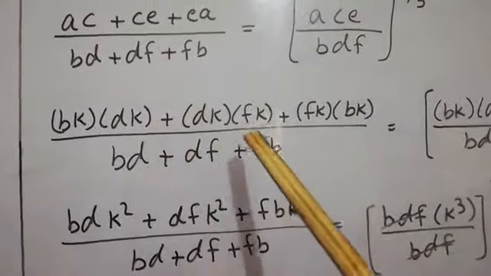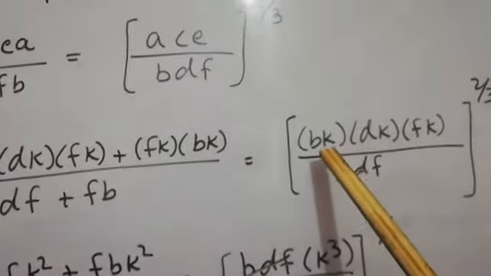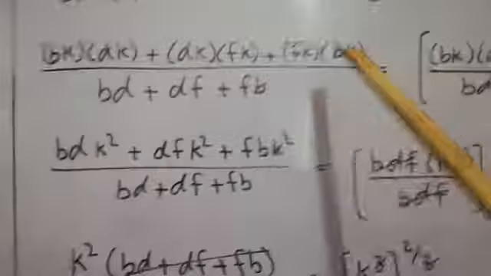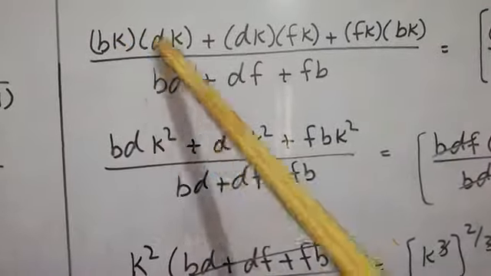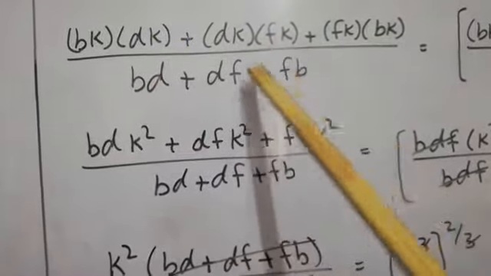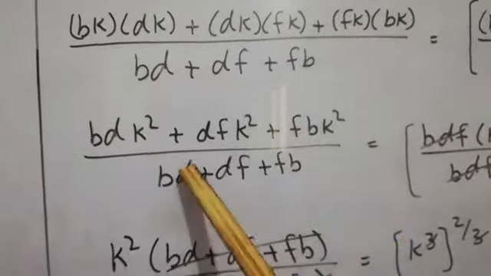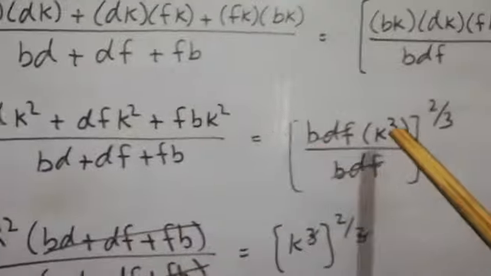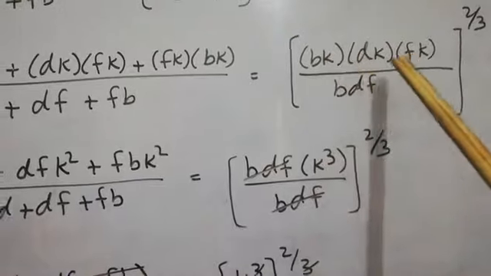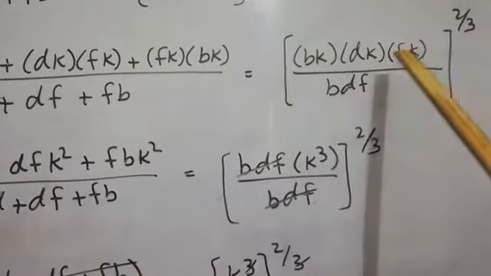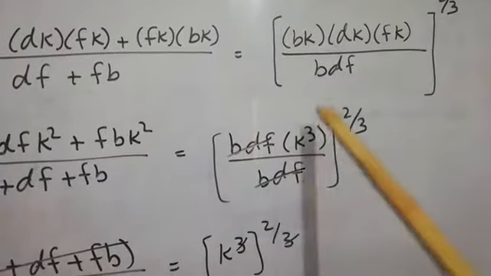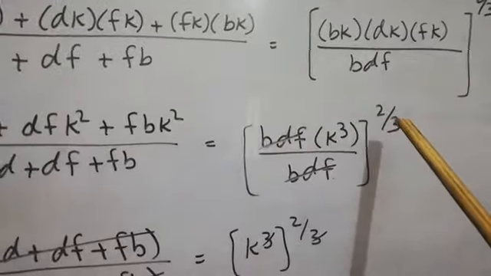Write the denominator as it is. Here also we will write the values of A, C and E, BK, DK and FK, divided by BDF. Here B into K will be multiplied, so it will become BD K square, DF K square, FB K square. Write the denominator as it is, and here BDF into K cube, because these are multiplied with each other, divided by BDF, taking 2 by 3 as whole power.